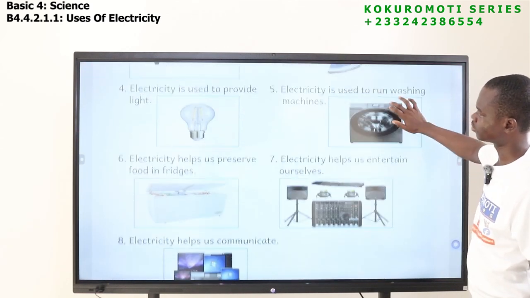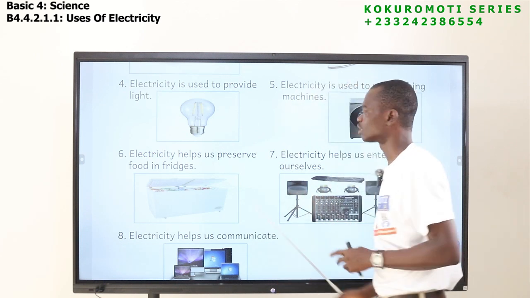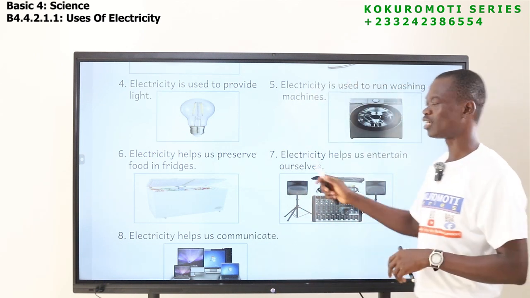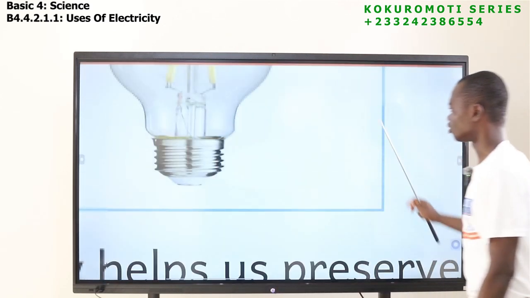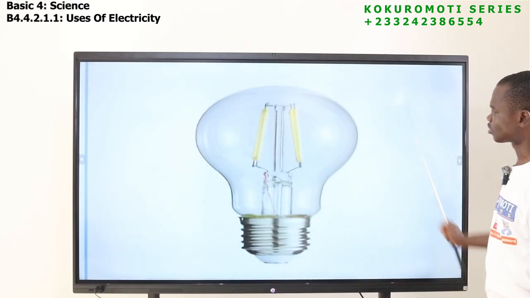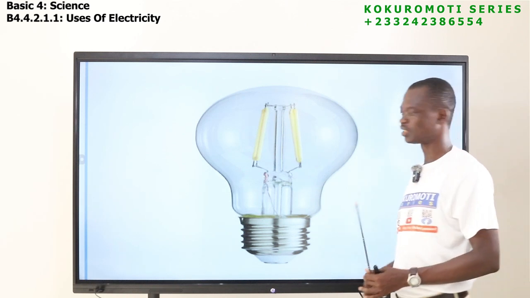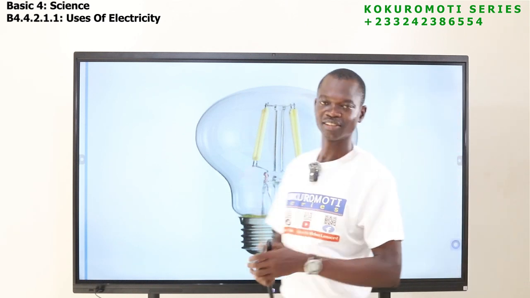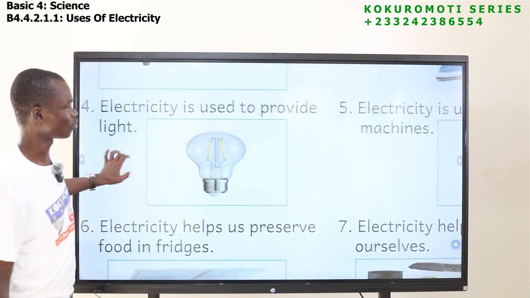The next one. Electricity is used to provide light. So the bulbs that we have, they are able to produce light because of electricity. So this is one of them. This is what? A bulb. We have them in our rooms. They work when there is light. When there is no light, when there is no electricity, they cannot work.